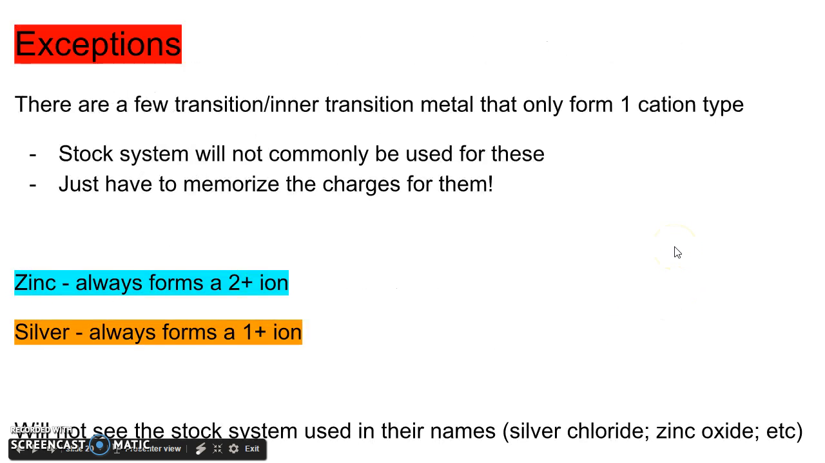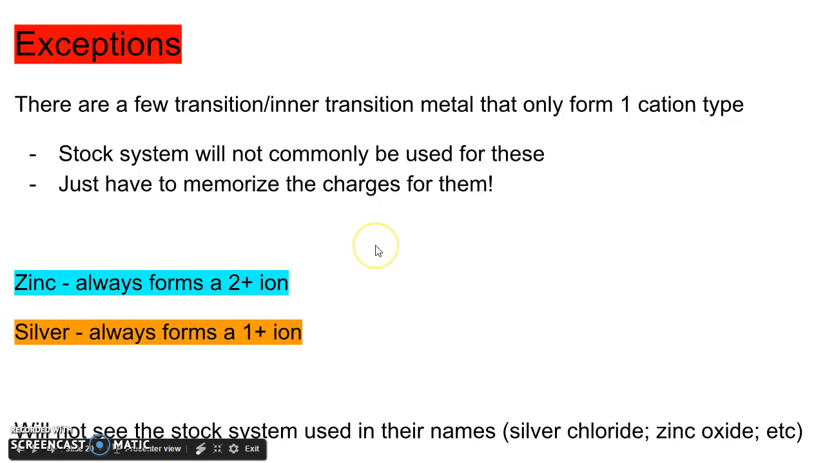So our next slide shows you a few exceptions. There are a few transition or inner transition metals that do only form one cation type. And I know this is confusing, but the natural system is not to use the stock system when something only forms one cation. So you just have to memorize the charges for them.